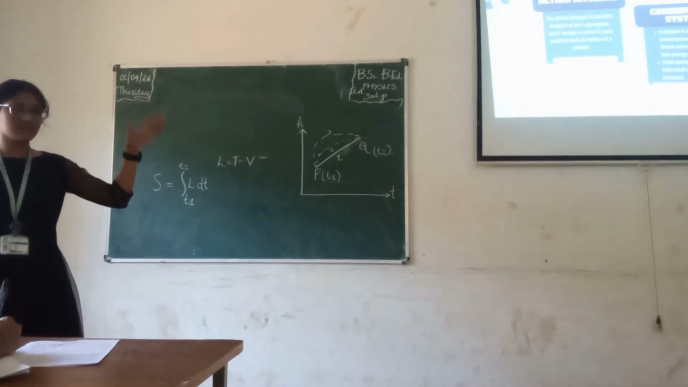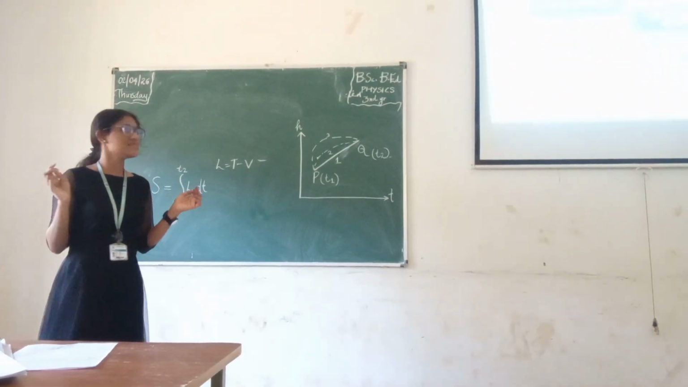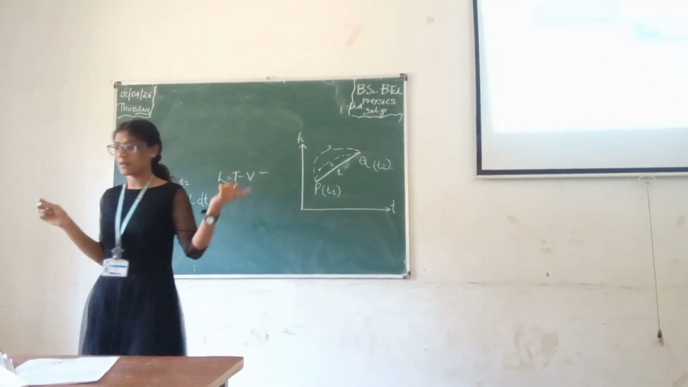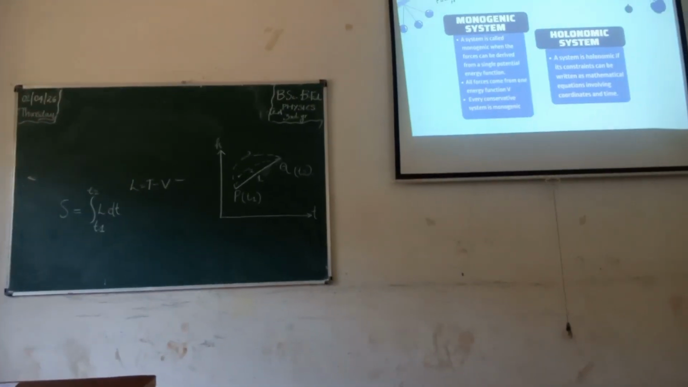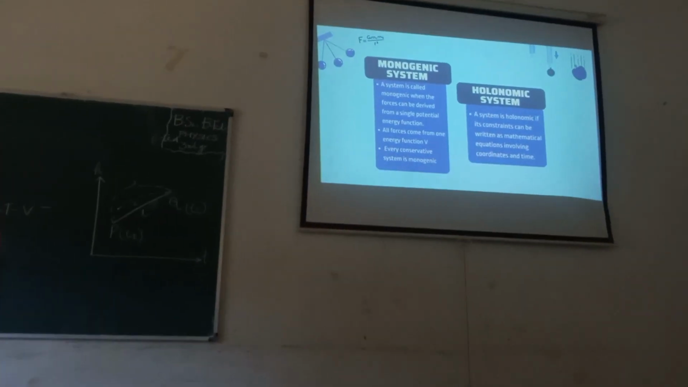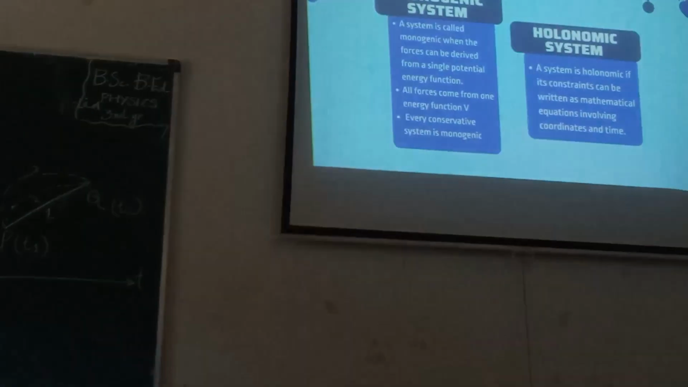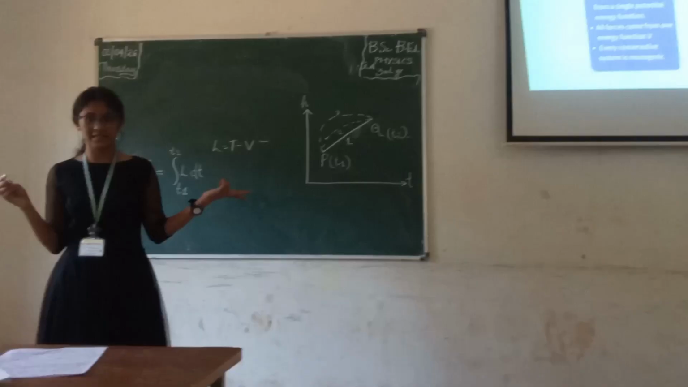Next one is conservative system. These are some things which I already told. If a system is conservative, you can say that the force would be the negative gradient of potential. Now what is a monogenic system? A system where all the forces acting over it are derived from a single potential energy function. Such kinds of systems are called monogenic systems. So we can say every conservative system is a monogenic system.